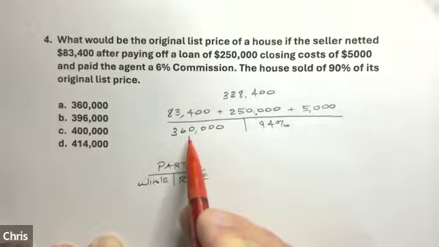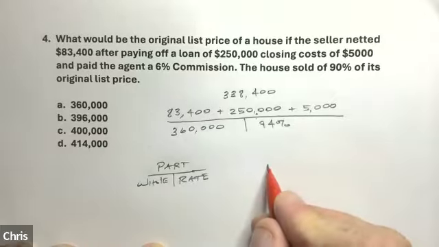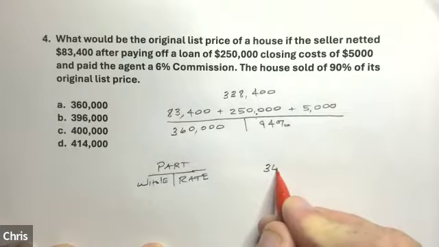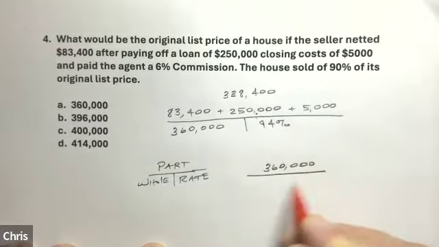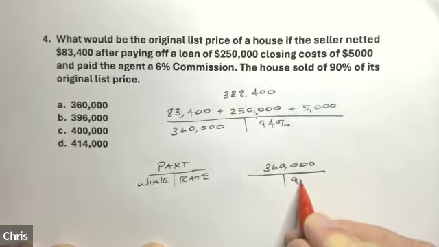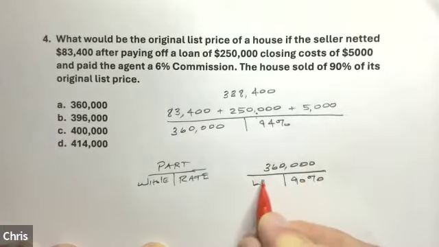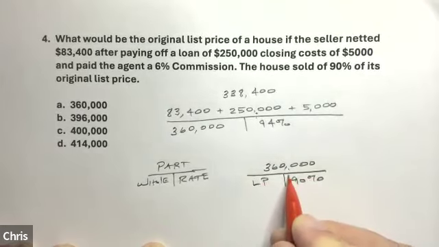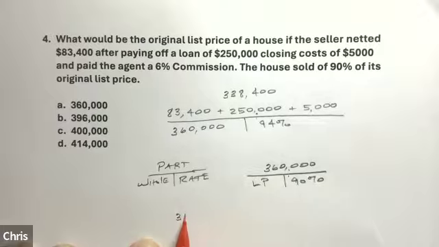Would you agree that $360,000 is some part of what this house was ultimately listed for? It's the part that it sold for, but it's actually part of the listing price. So I'm going to put the part as 360. We know the rate in this case, it sold for 90% of what it was originally listed for. And so over here, we're now looking for the list price, and we follow our rules of the T-bar. 360 divided by 90%, and you finally get to the answer to this question.